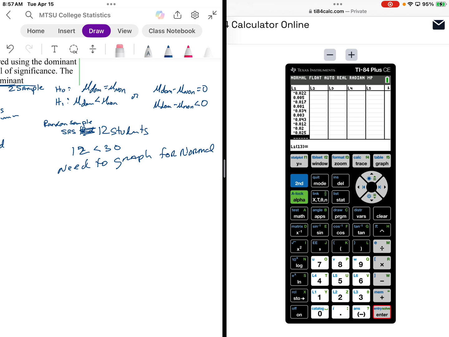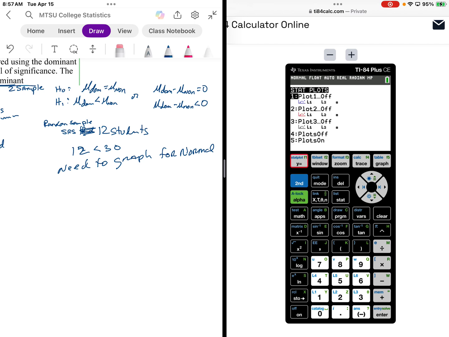right, so on your calculator, we're going to go second y equals. We're going to go into plot 1. We're going to press enter on. And then I'm going to arrow down and I'm going to do the very last graph on that line. That's the normal probability one. So I'm going to press enter. I have my data in L1, so I'm going to leave it alone. And then now I'm going to hit graph.